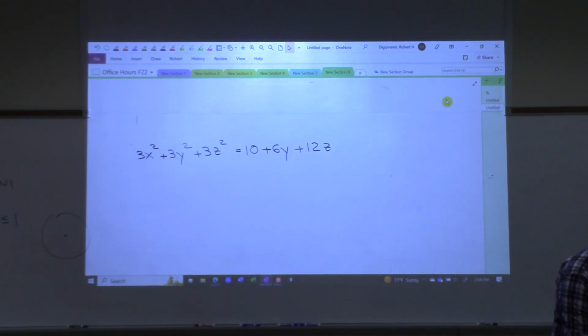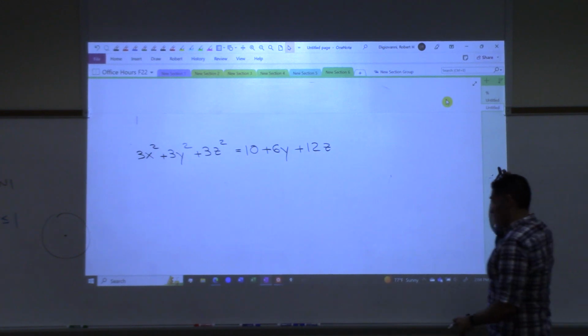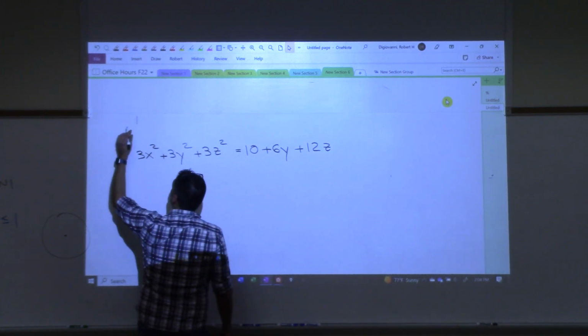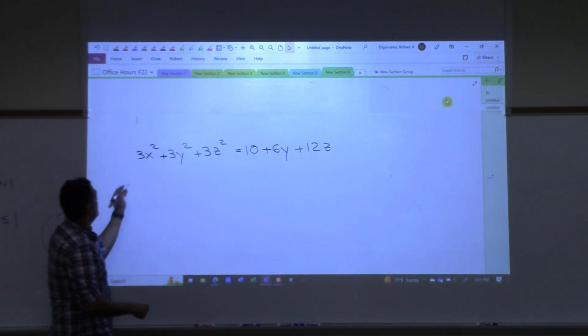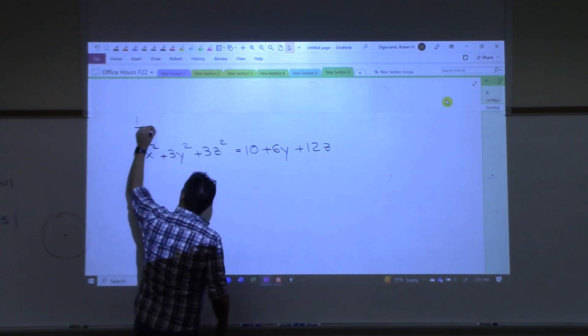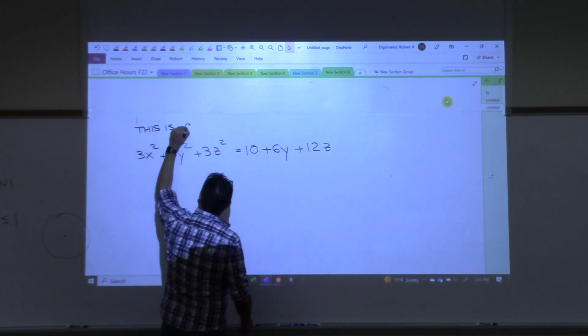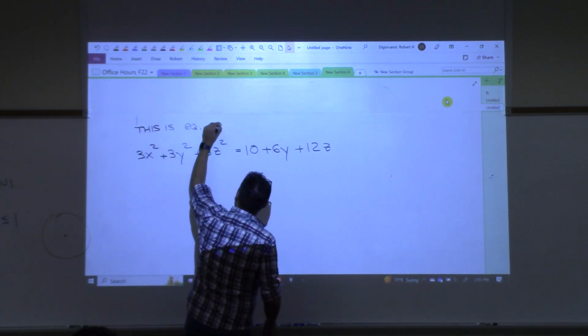That should be all I need that for. All right, so take a look at that equation. I'm going to tell you right now that this is the equation of a sphere, okay? This is the equation of a sphere.